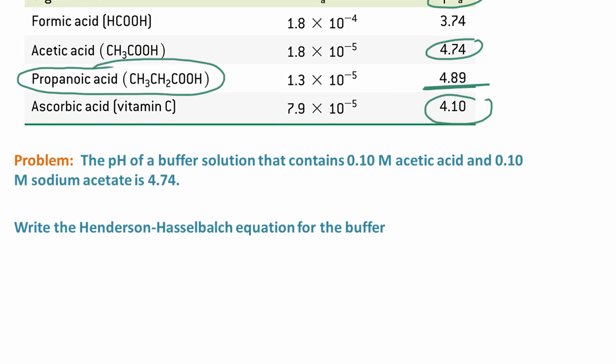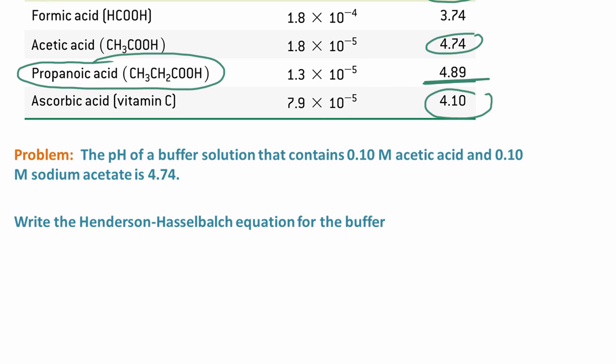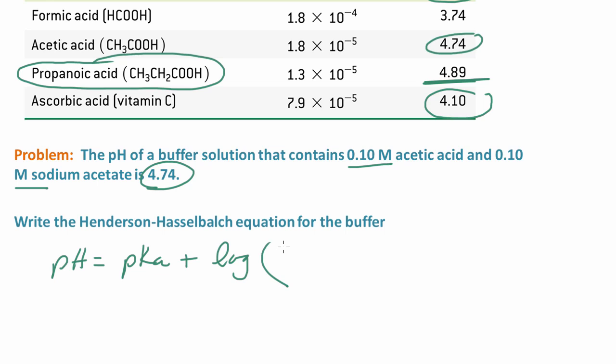Let's do another problem here. We're told that the pH of a buffer solution that contains 0.1 molar acetic acid and 0.1 molar sodium acetate is 4.74. Write the Henderson-Hasselbalch equation for this buffer. Okay, so the Henderson-Hasselbalch equation is the pH is equal to pKa plus the log of this ratio, the conjugate base to the weak acid.